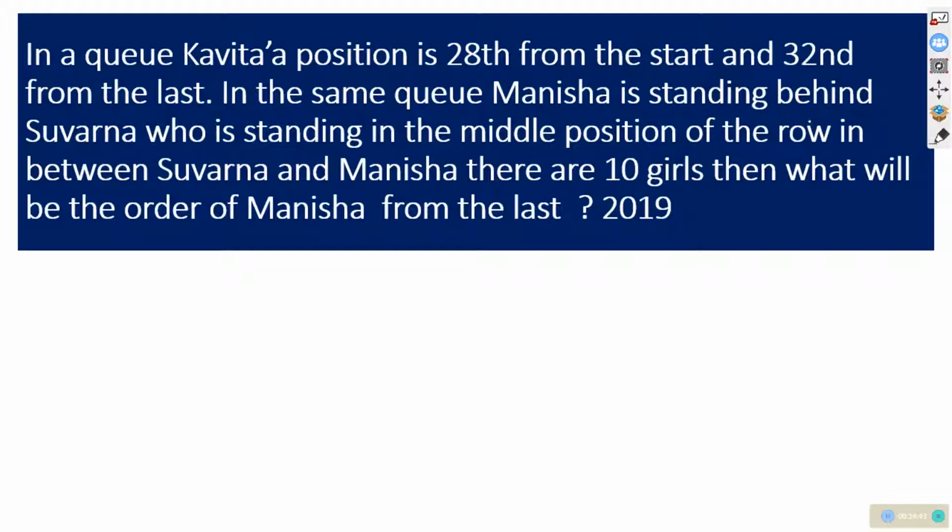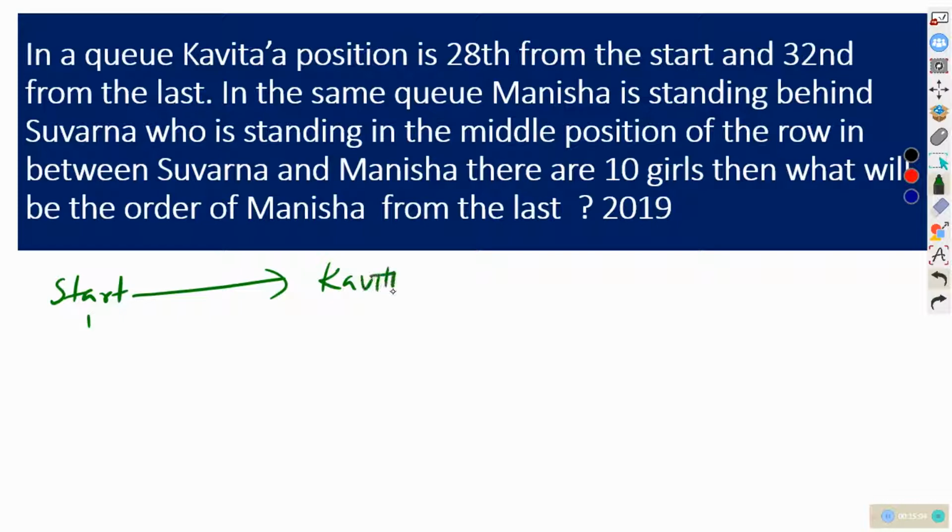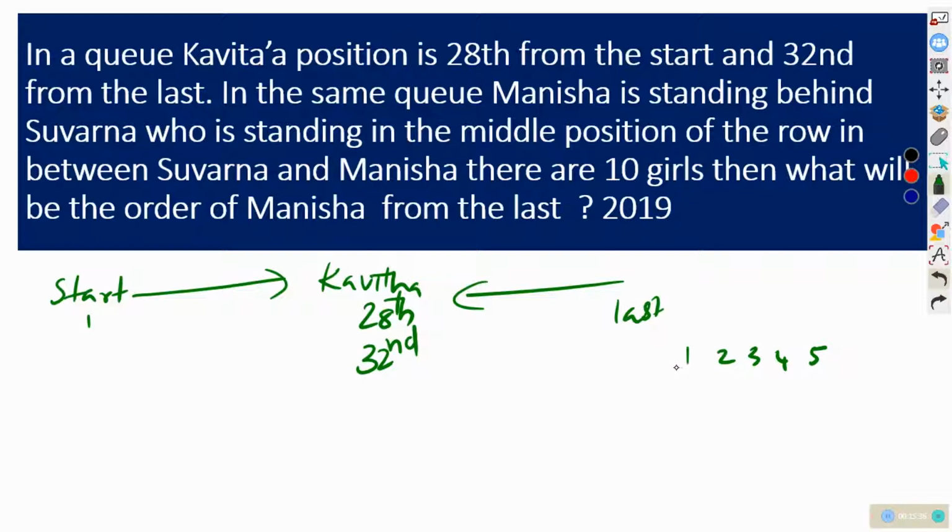Now, the question over here is: Kavita's position is 28th from the start. Kavita is standing at the 28th position, and Kavita herself is 32nd from the last. If we count from the last, this will be the 32nd position. What does it mean? That is what I told you at the beginning. 1, 2, 3, 4, 5 people are there. Then position 3 is 3rd from here, and 3rd from here. That means 3 plus 3, 6 minus 1, 5 people are there.